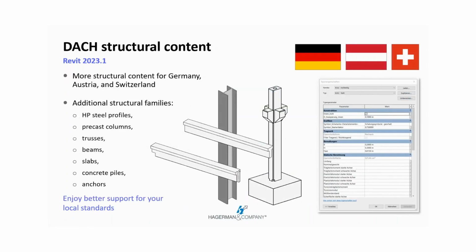With the 2023 release, a lot of structural content was added to several European markets. So going along with this, additional structural content was added for Germany, Austria, and Switzerland. This content includes HP steel profiles, precast columns, trusses, beams, slabs, concrete piles, and anchors. So if you have any projects in this region, I'm sure you will be happy to know that you now have access to these families out of the box with Revit 23.1.